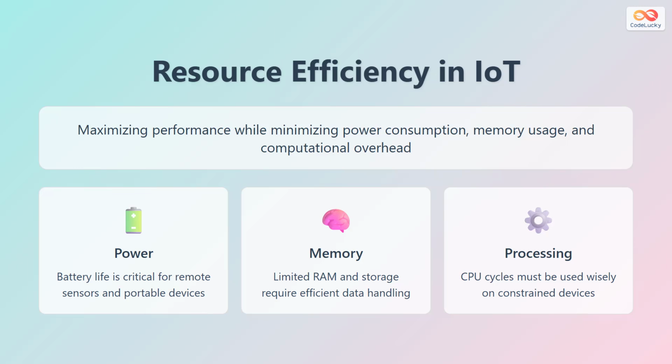Resource efficiency in IoT focuses on maximizing performance while minimizing power consumption, memory usage, and computational overhead. Three key resources require careful management. Power is critical because battery life determines the viability of remote sensors and portable devices. Memory management is essential since limited RAM and storage require efficient data handling. Processing efficiency matters because CPU cycles must be used wisely on constrained devices that often have limited computational capabilities.